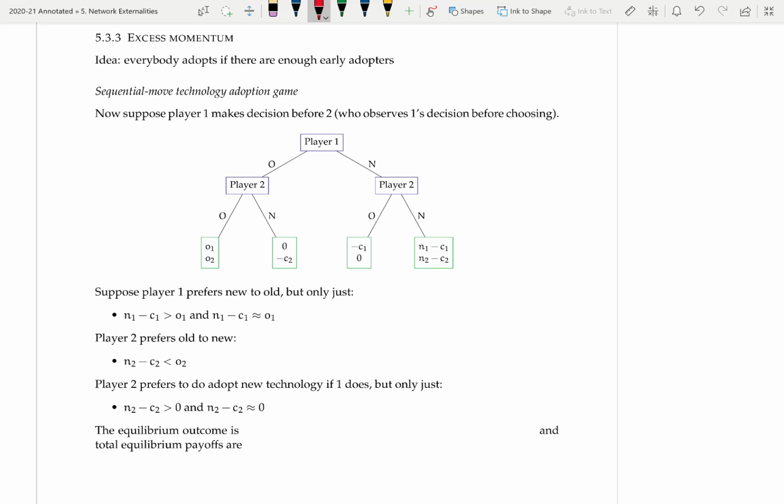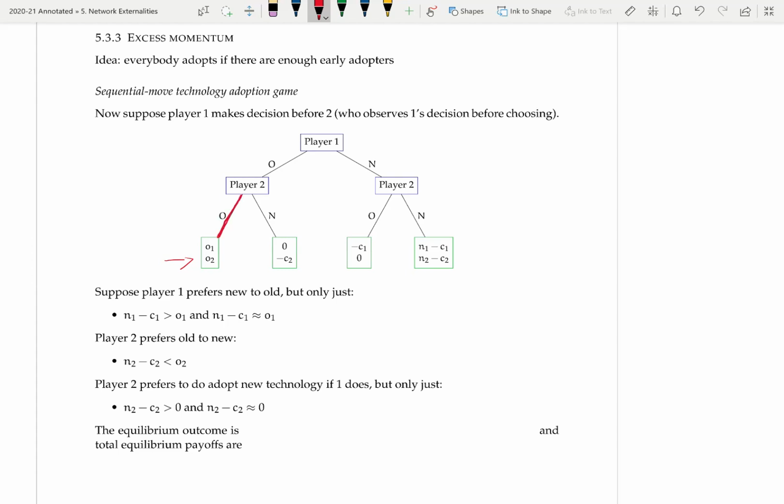So let's solve this game. We're looking for a subgame perfect Nash equilibrium, which means we're using backwards induction. We start from player 2's choices, work out what their optimal choices are, and then look at player 1's optimal choices given player 2's optimal choices. So let's look at player 2's optimal choice given that player 1 has chosen to stick with the old technology. We're looking at the left part of the game tree, and the second row of the payoffs. Player 2 is choosing between a payoff of O2 or minus C2, and as before, we're going to assume that O2 is non-negative, so player 2 would choose to stick with the old technology.